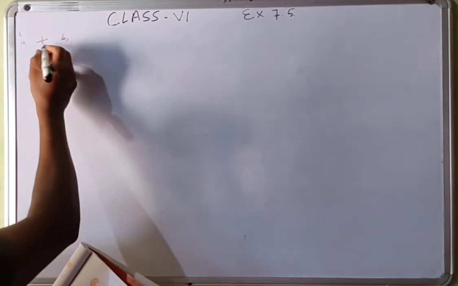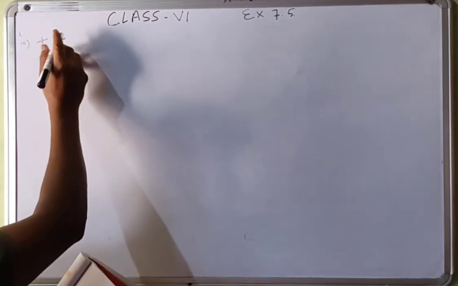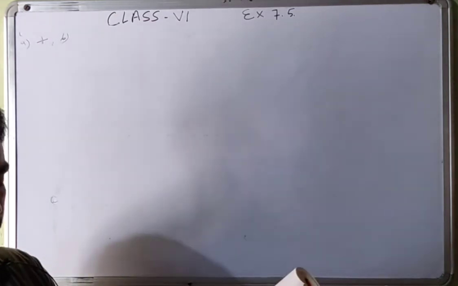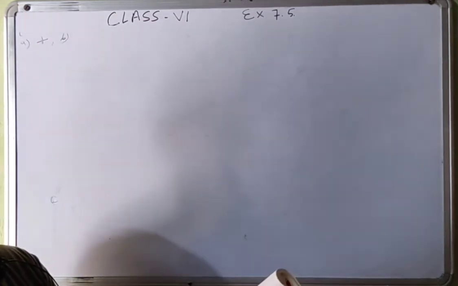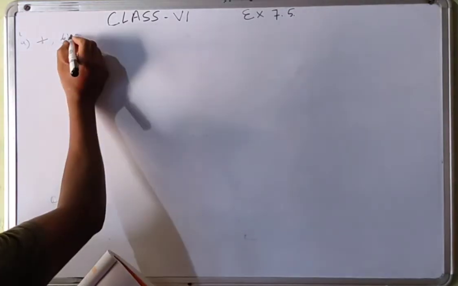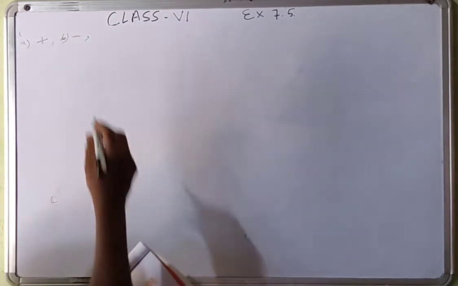In the B part, you are looking at the first box, 6 boxes are shaded, and in the next box there are 3 boxes. Sorry, 6 and 3. So 6 minus 3 is equal to 3, that is given. So that will become a minus sign.